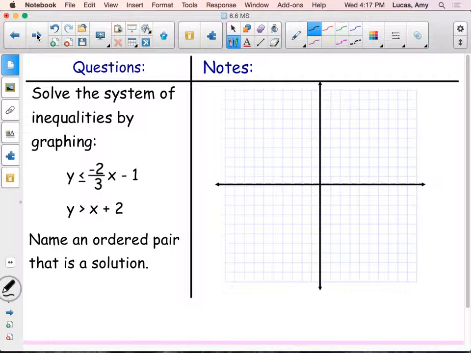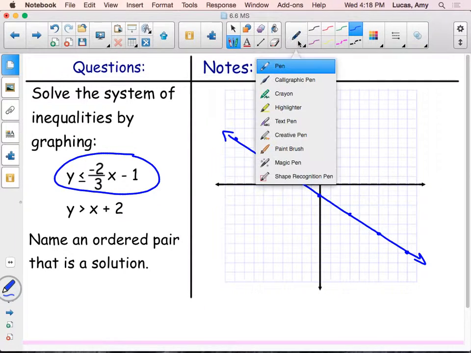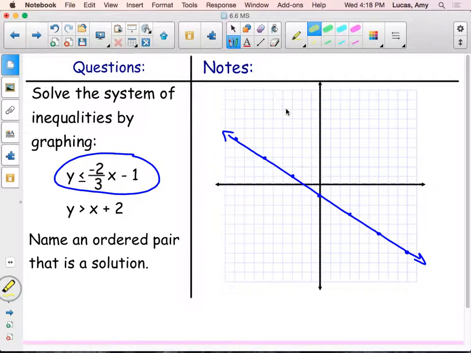Okay, my next one. In blue, I start at my intercept -1 and I go down 2 over 3 because my slope is -2/3. I know that this one is a solid line because the inequality symbol has a line underneath it. So that means it could be equal to the boundary line. And that symbol is a less than or equal to, so I'm going to shade below the line.